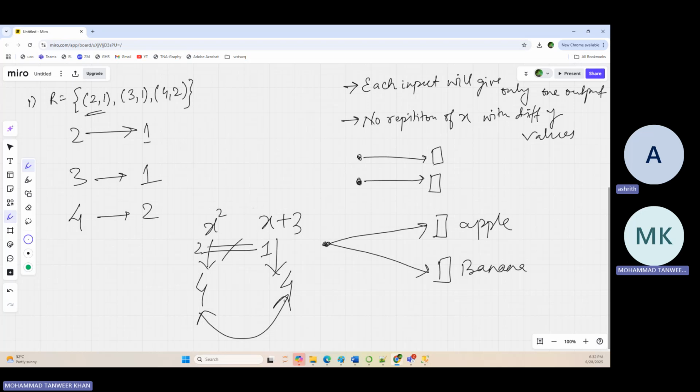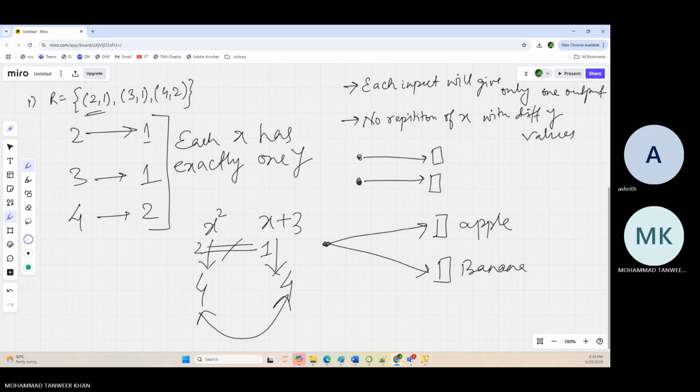But a single input should not give two different outputs. So here you can just write one line: each x has exactly one y. So we can tell it is a function. Was this clear? Yes, sir.